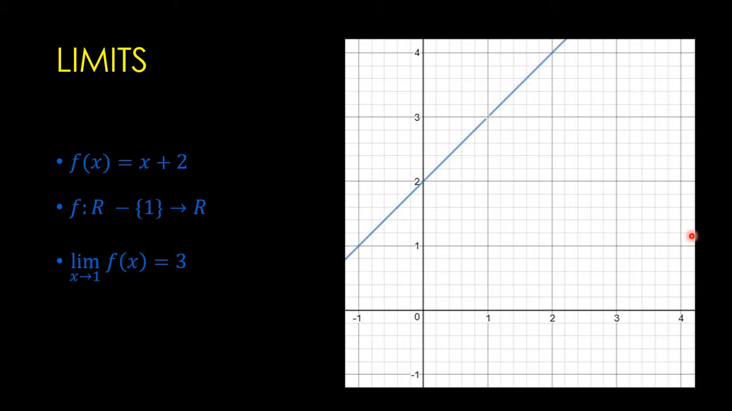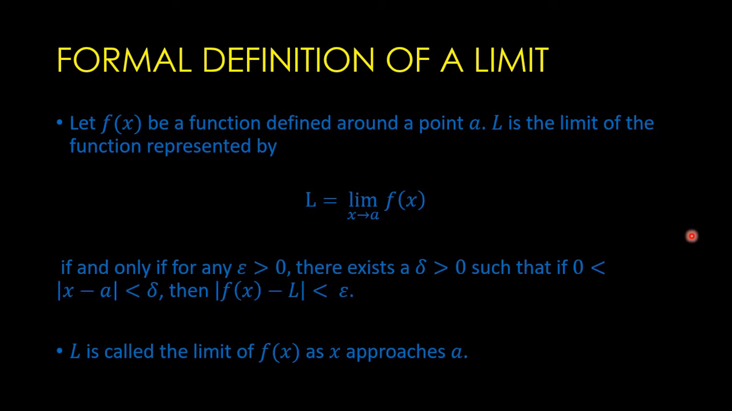Now let's define limits more formally. Let f of x be a function that's defined around the point a. L is the limit represented by this, and it's read as limit as x tends to a f of x. It exists only if for a positive number epsilon there is a positive delta such that 0 less than modulus of x minus a less than delta, then modulus of f of x minus L less than epsilon.